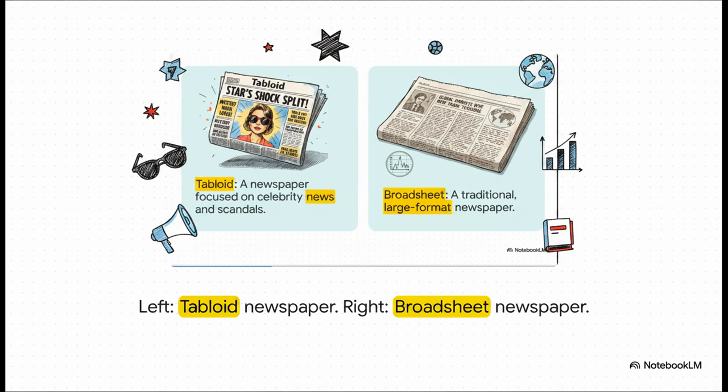On the left, you see a tabloid. That's a type of newspaper that usually focuses on things like celebrity news and scandals. And on the right, that's a broadsheet, which is the more traditional large format paper.